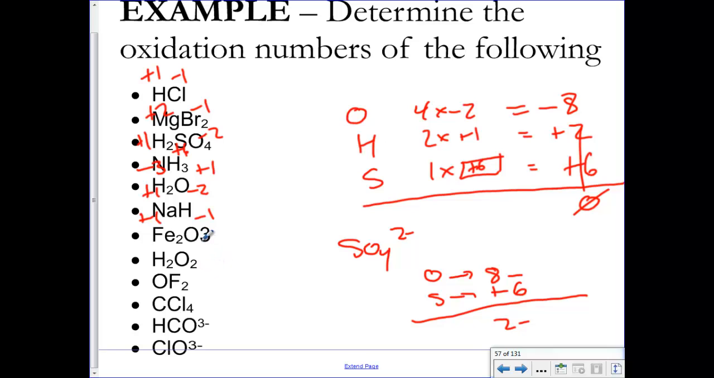I don't know why this got screwed up. This 3 should be a small 3. I think I screwed that up. So -2, +3. Let me know if I'm losing you.